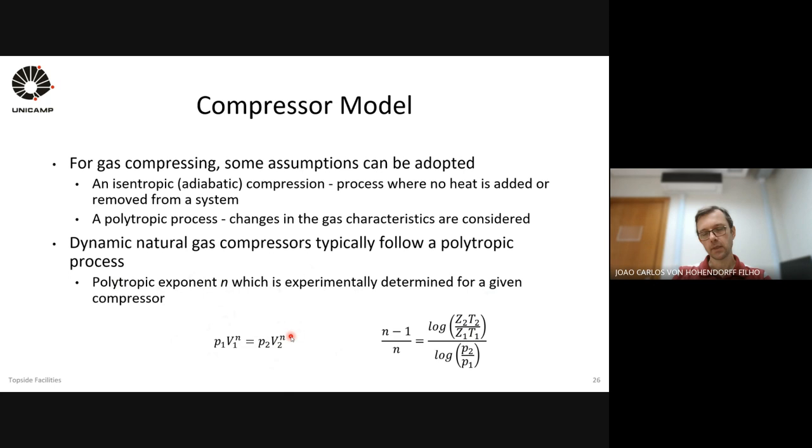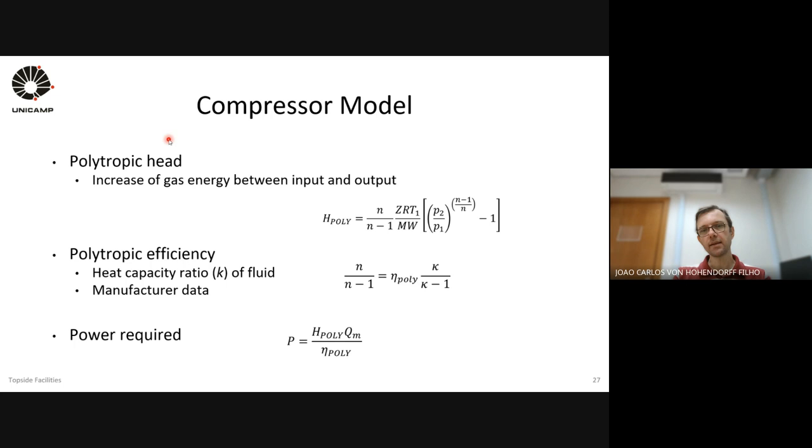This number depends on the characteristics of the compressor, but it will correlate. We use it to calculate the rates along the compressor system, and the difference of pressure and temperature. It's an important number to have in mind. Okay. With that number, we can calculate the polytropic head. That is the increase of the gas energy between the input and the output of the compression.